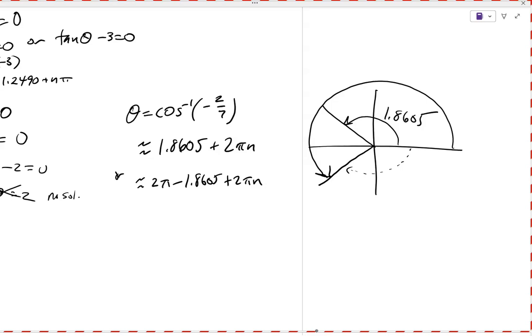Some of your problems will ask you to find all solutions in 0 to 2 pi, so you should be able to make sure that you can get in between 0 and 2 pi. You know how to do that. That's just playing around with the coterminal angle ideas. If it's negative, just add 2 pi to it, and that'll get you in 0 to 2 pi. That okay? Okay.